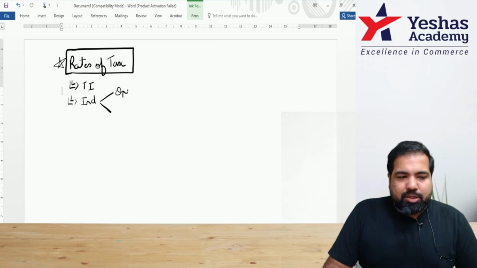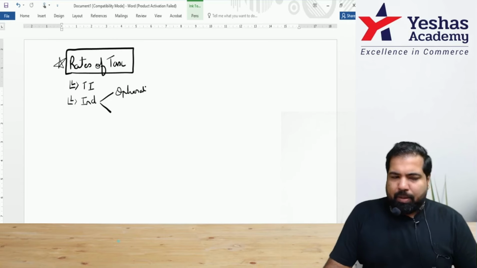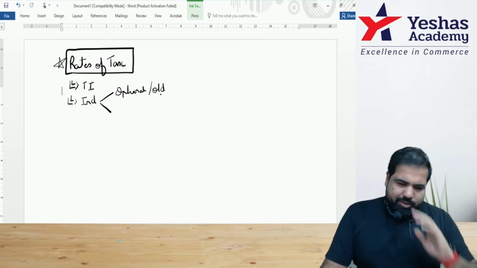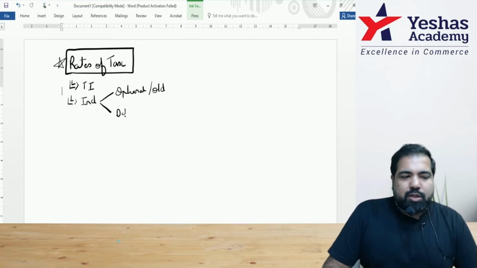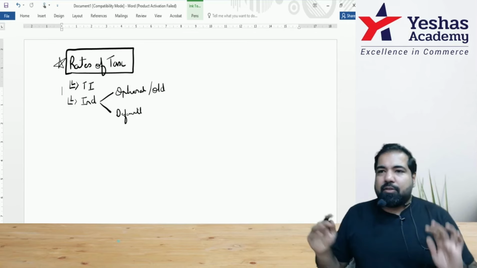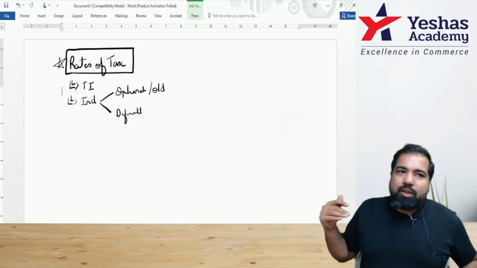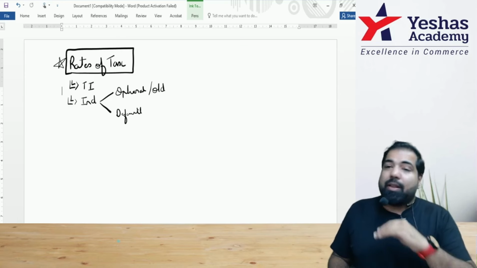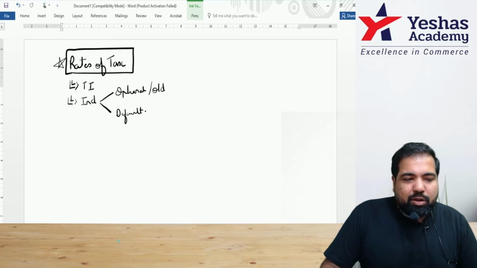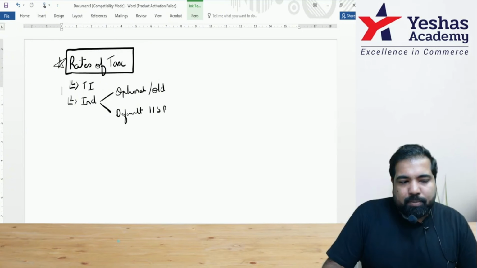One is called the optional scheme. What is it called, guys? People call it the old scheme. We also will refer to it as the old scheme. And one is called the new scheme, which is now called the default. Guys, the government wants us to be in the new scheme. They are pushing us towards the new scheme, and there are great benefits in the new scheme. That's called the default tax scheme under section 115BAC.